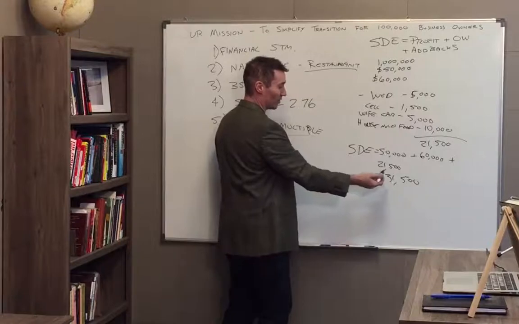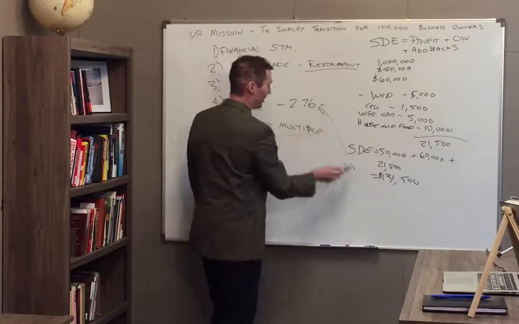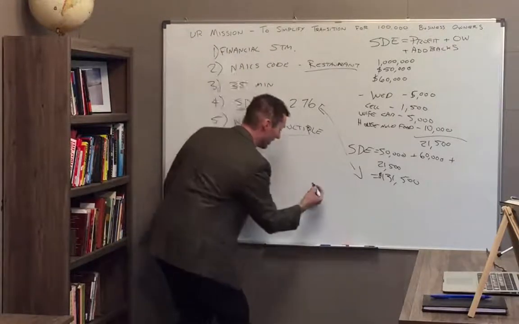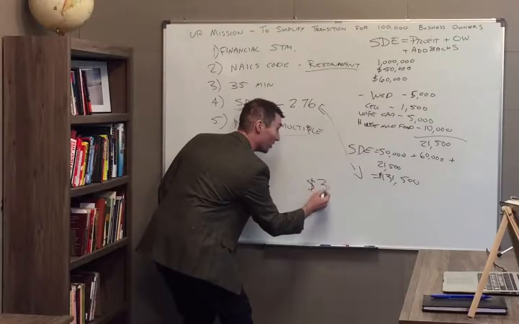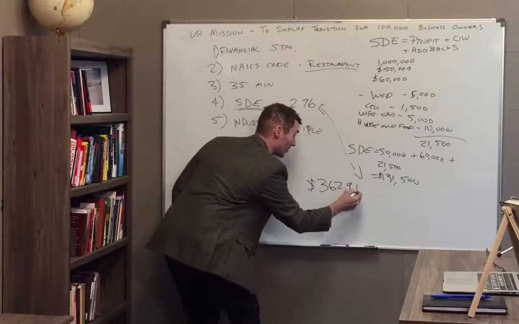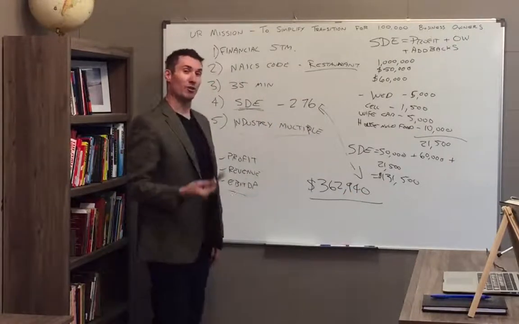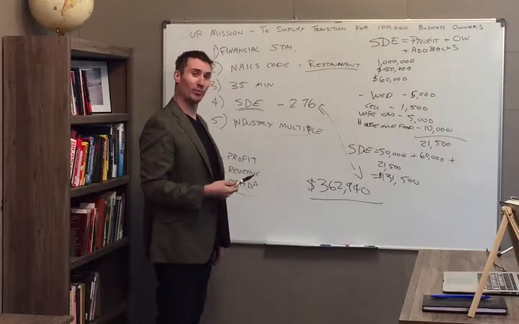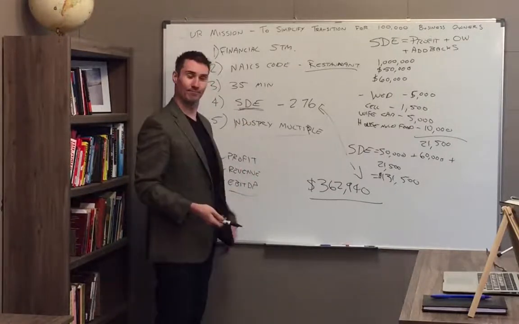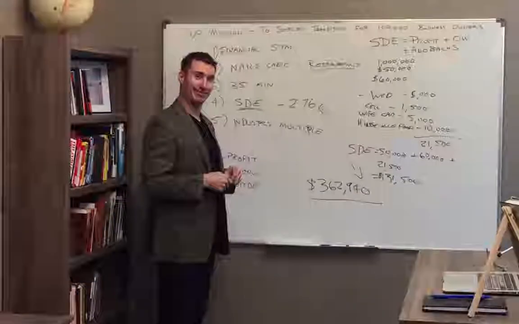So $131,500. We're going to multiply that by our multiple, and that's going to total out to $362,940, and that is the rough estimate of what our company is worth using the market multiple and the SDE method. Take that and put it in the bank and you can find yourself a buyer.